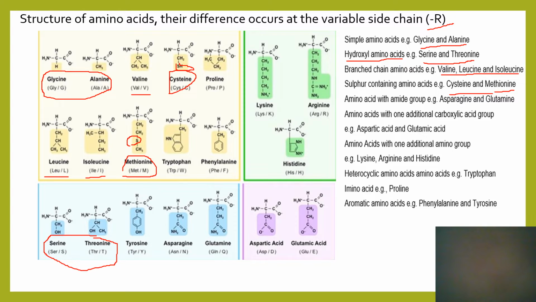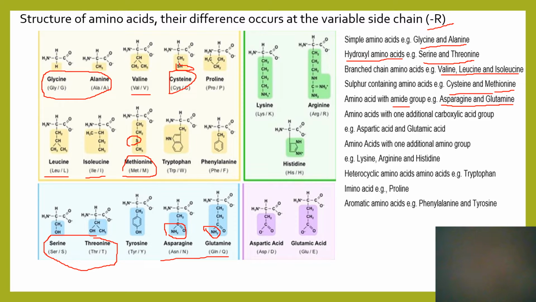Still, there are amino acids that contain an amide group. The amide group containing amino acids are asparagine and glutamine. Asparagine and glutamine are amide containing amino acids because this NH2 is an amide group.